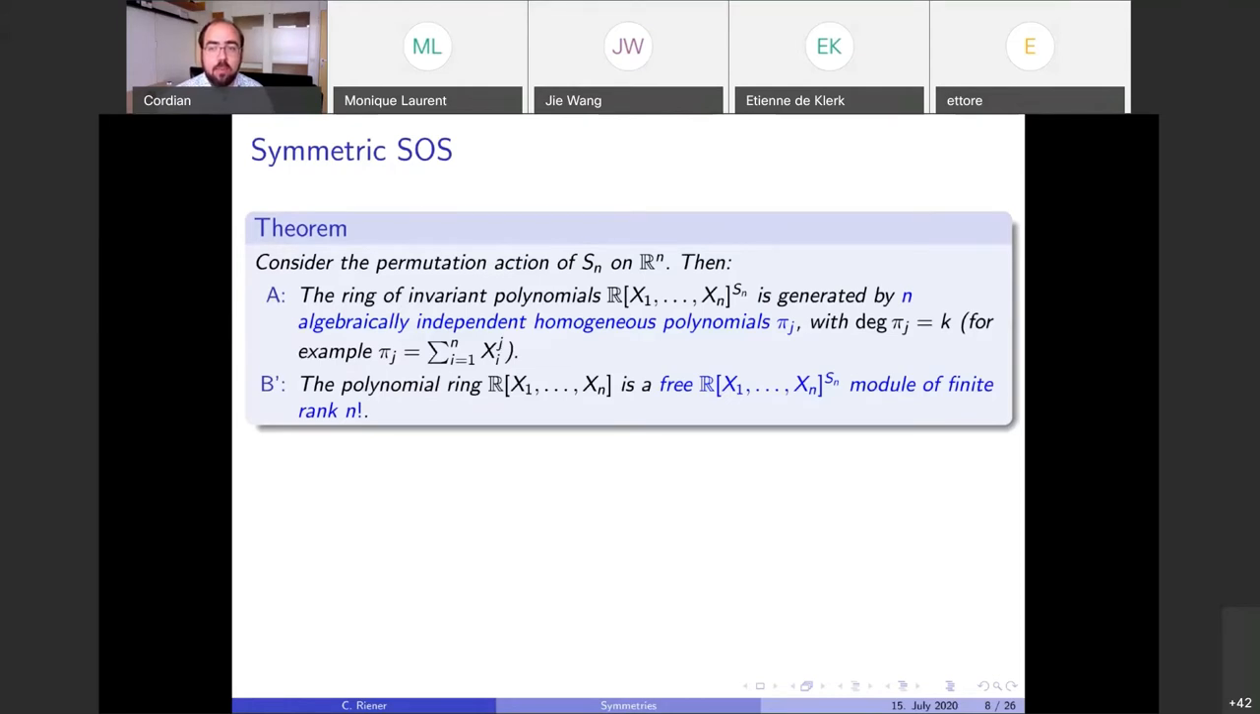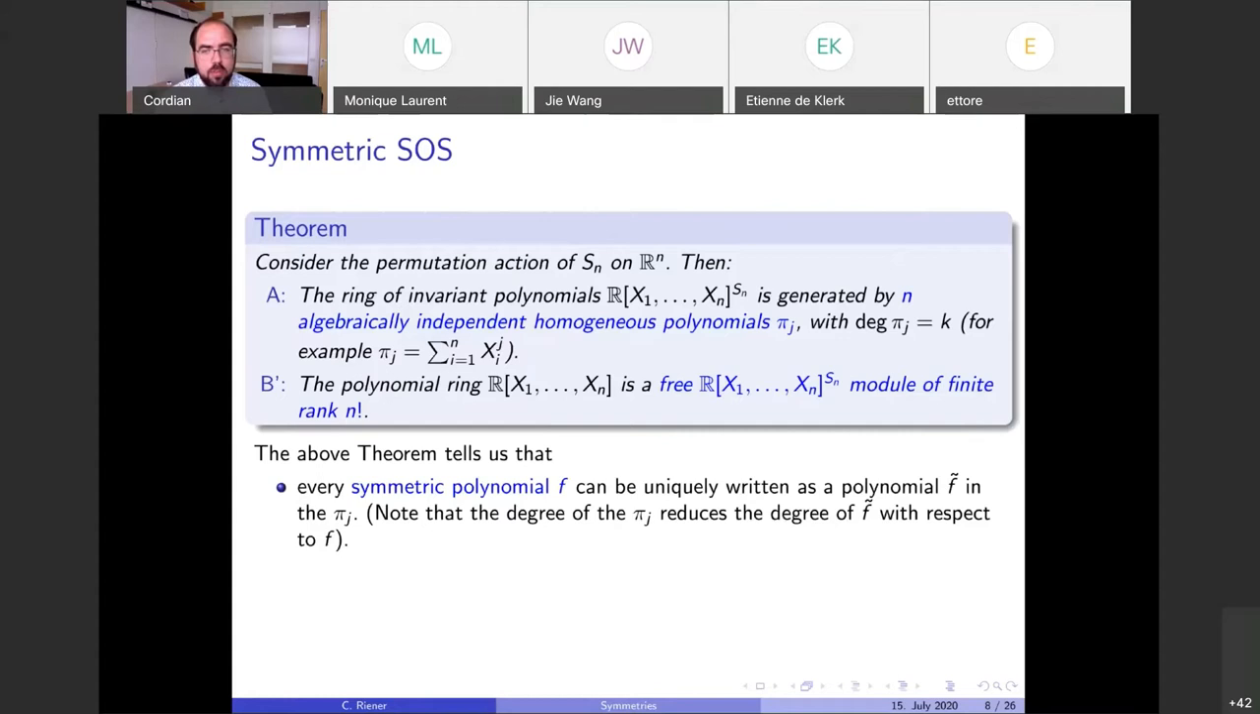And the next important algebraic statement is that the polynomial ring is in fact a module over the invariant ring. What does it mean to be a module? It means that we can multiply with polynomials, of course, with symmetric polynomials, and we get again a polynomial. That's not so surprising, but it is a free module of finite rank n factorial.